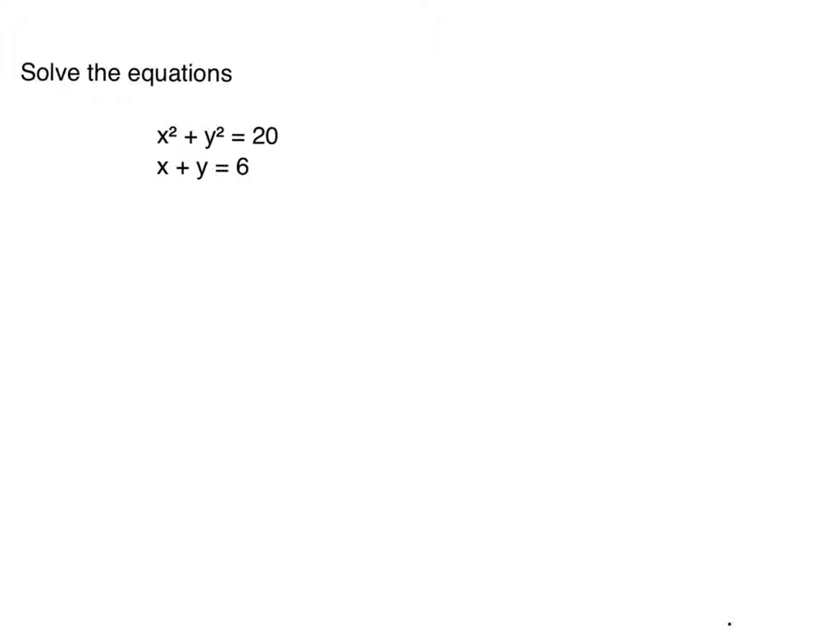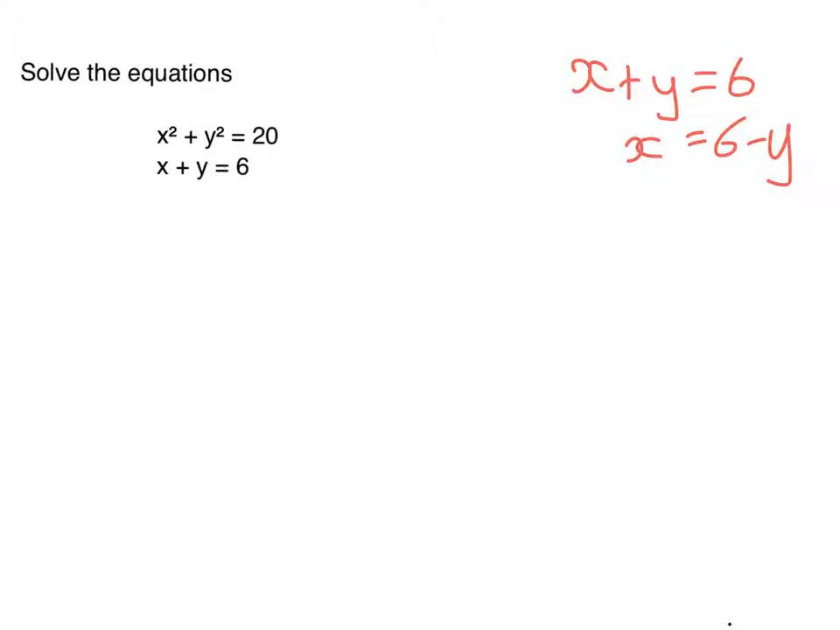So I'm going to copy out the second equation over here. x plus y is equal to 6. Now we can either find this in terms of x or in terms of y. So make x the subject or make y the subject. I'll make x the subject. So x is equal to 6 minus y.